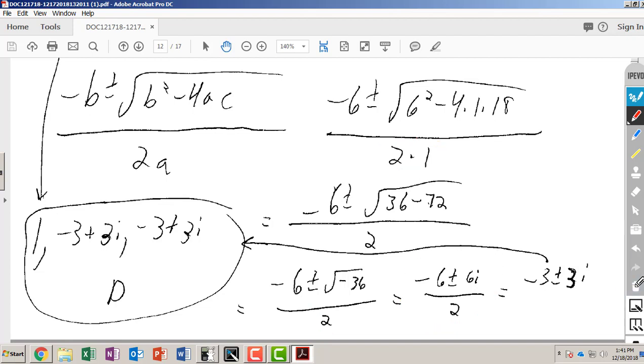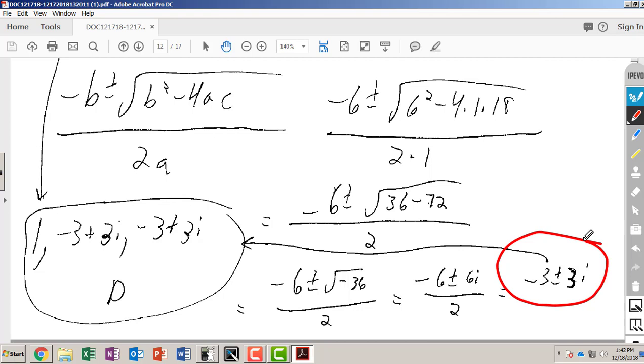Now notice you have a common number in all 3 terms. It has to be in all 3 terms. If it isn't, you can't divide by it. So I'm going to divide everything by 2. Negative 6 divided by 2 is negative 3, plus or minus 6i divided by 2 is plus or minus 3i, and 2 divided by 2 is just 1. So there are my 2 missing answers, negative 3 plus or minus 3i.